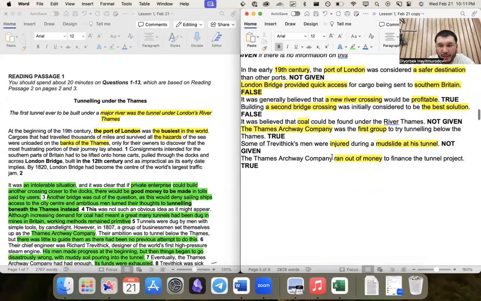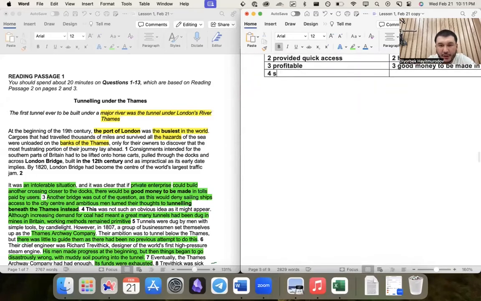Second bridge was initially considered the best solution. Second bridge, guess the synonym. All right, somebody started playing with the screen again. Second bridge means another bridge. Best solution is going to be a synonym for what? Here it said opposite, contradiction. There was a word for best solution. The best solution, guys. Out of the question, exactly.